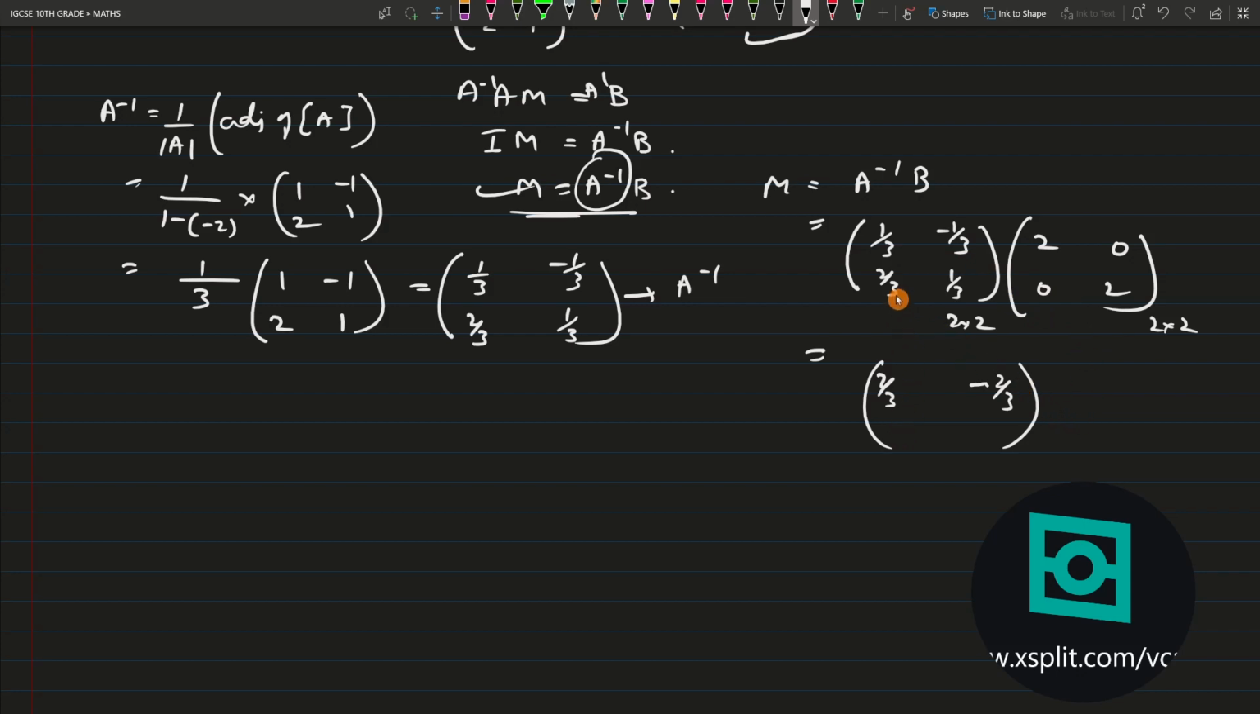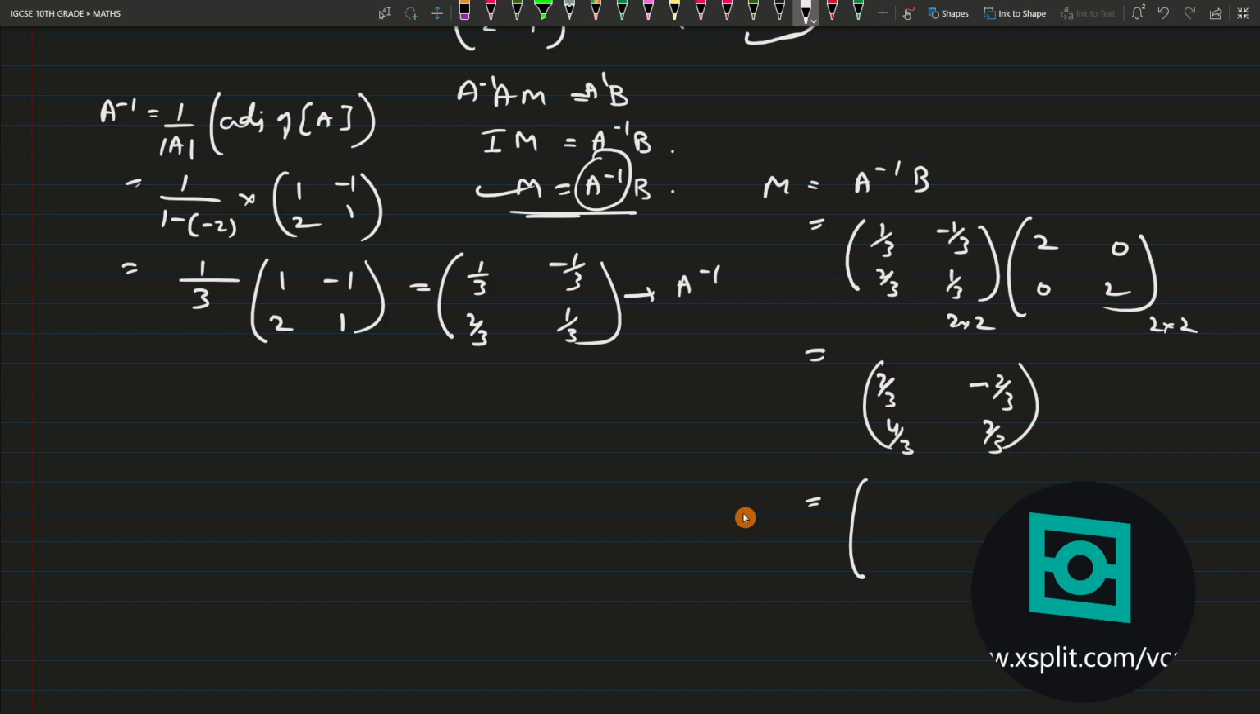Then coming to the second row, first column: 2 by 3 into 2 will be 4 by 3, plus 1 by 3 into 0 is 0, so it will be just 4 by 3. And for the last position, 2 by 3 into 0 is 0, 1 by 3 into 2 is 2 by 3. So this is your answer.